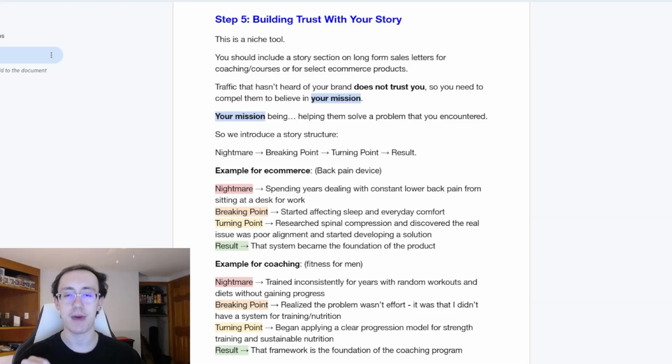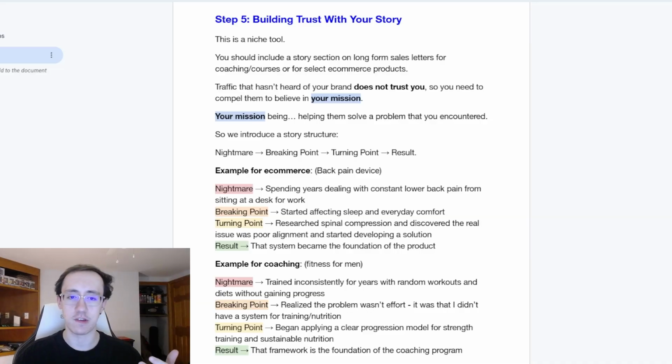So you need to compel them to believe in your mission. And your mission is helping them solve a problem that you encountered in the past. So to do this, we introduce a story structure. So we had a nightmare, there was a breaking point, a turning point, and then some result where we developed the system to get results.